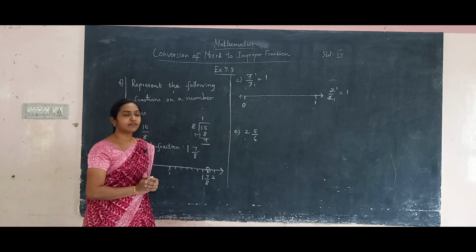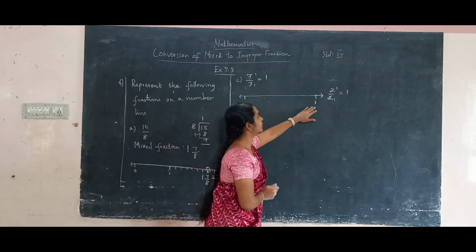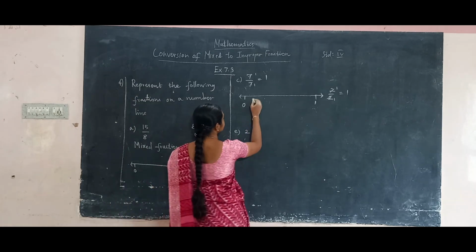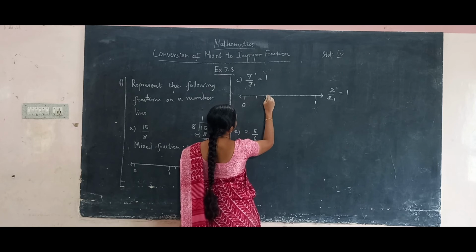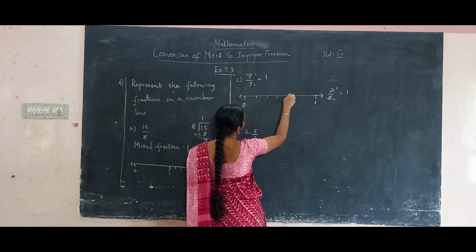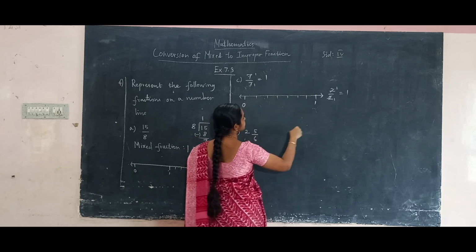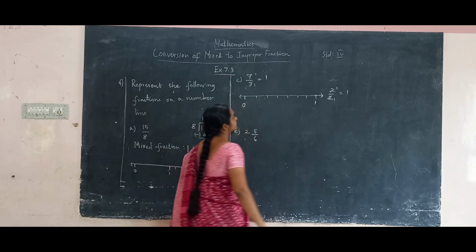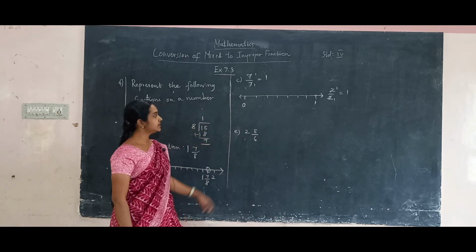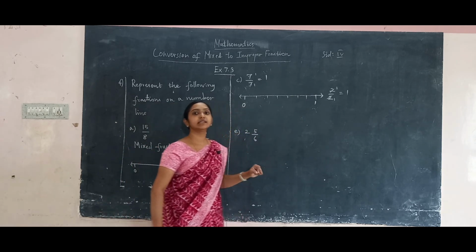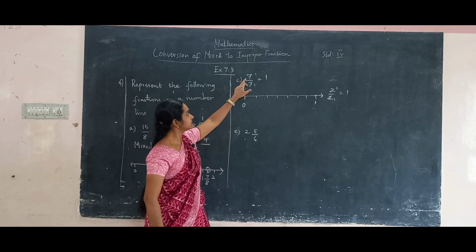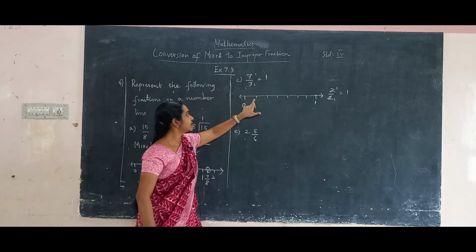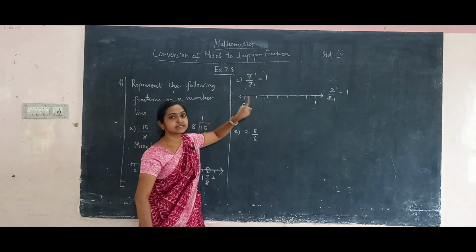First, the number in the denominator is 7. So we have to divide the distance between 0 and 1 into 7 equal parts. 1, 2, 3, 4, 5, 6 and 7. So we have divided the distance between 0 and 1 into 7 equal parts. The part should be considered as 7 because 7 is in the numerator. So we have to find the 7th part.